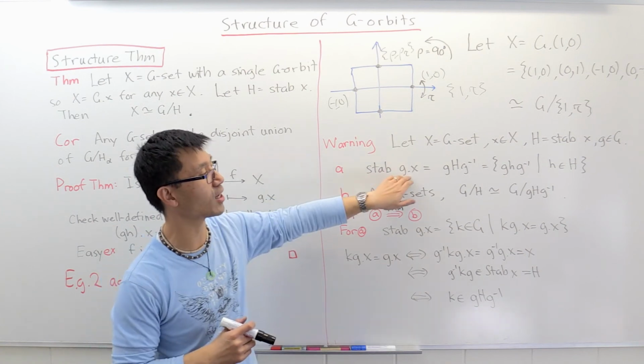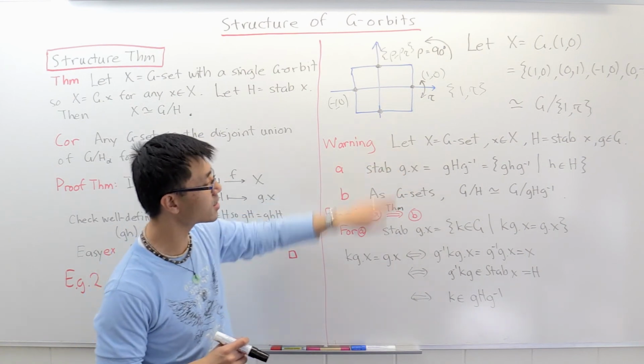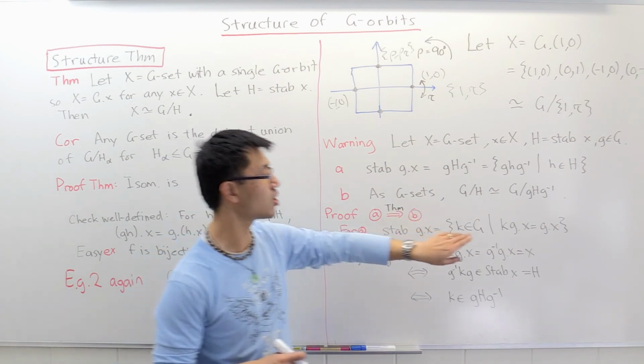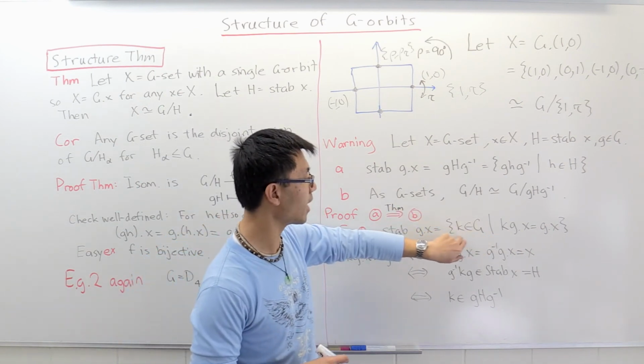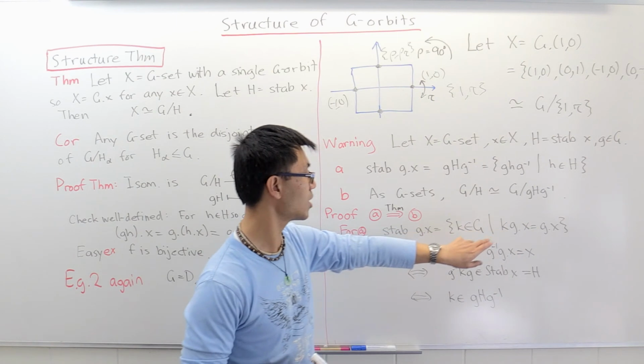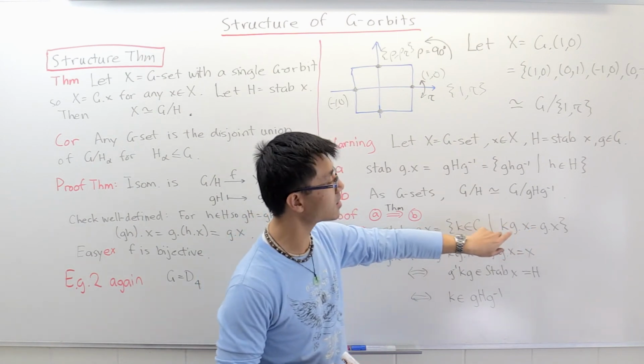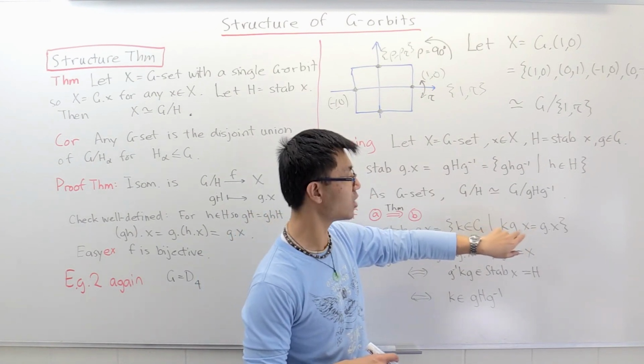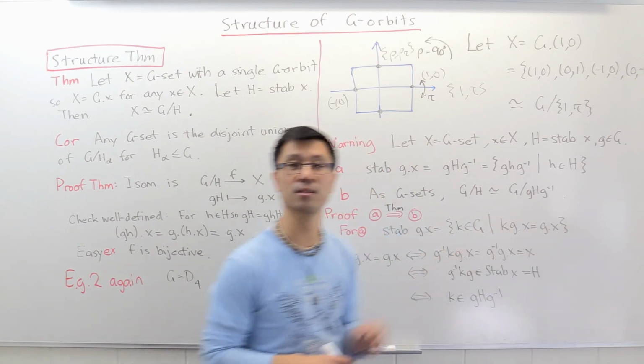Okay, so of course A implies B by the theorem, let's show why A is true. And it's a nice little calculation too, okay? So we just want to compute what this stabilizer is. And by definition, it's all the elements K inside big G, such that when you let K act on G dot X, so that's the same as KG dot X, it doesn't change G dot X, so that equals G dot X.